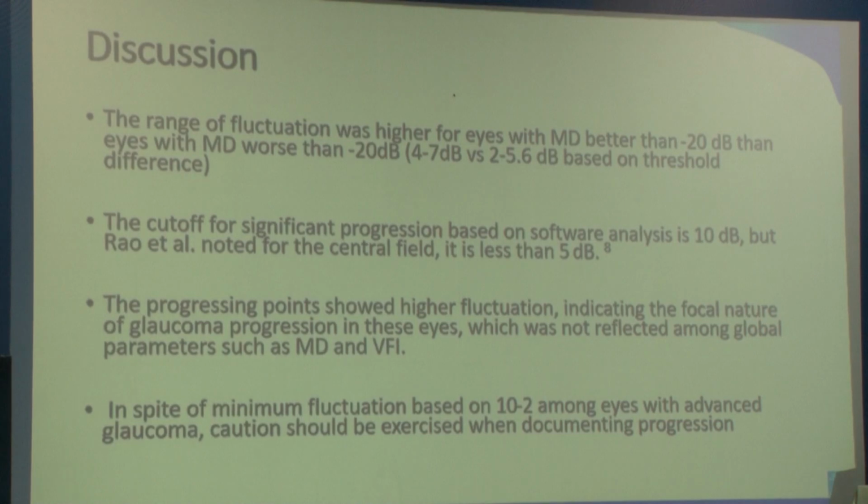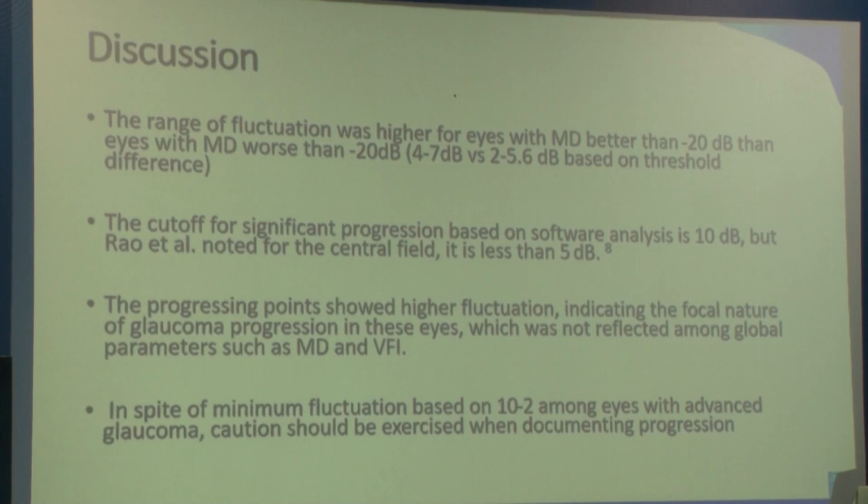The range of fluctuation was noted to be higher in patients with severely depressed fields, as compared to the retrospective study, where they found the difference was around 2 to 5.6 decibels. The author concluded that the central visual field fluctuation was less than 5 decibels and the cutoff for software analysis is 10 decibels. In our study, we found that the progressing points showed higher fluctuation, indicating the focal nature of the disease among these eyes, which was not reflected in the global parameters. So these are my references. Thank you.